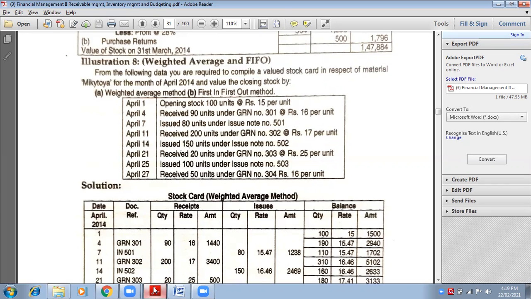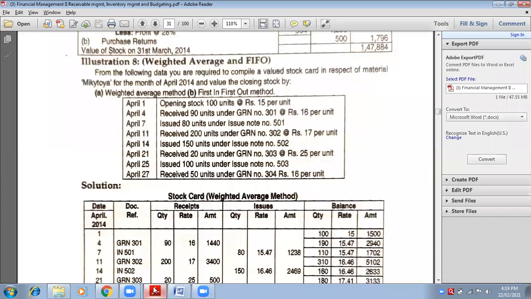Now come down to the balance column. The first slot was 20. Out of 20, how much did we issue? Full 20. We issued 20 out of 20, right? So how much is left over? Nil. The first slot will be nil. Second slot 90. Out of 90, how much did you issue? Full 90. So 90 out of 90 is issued. That means the full stock is nil.